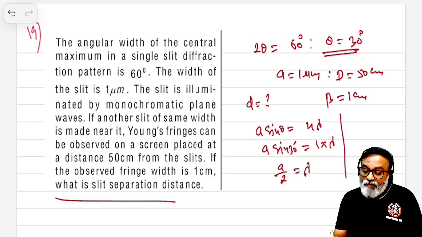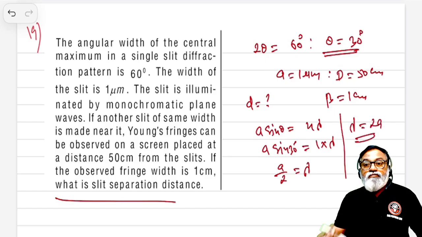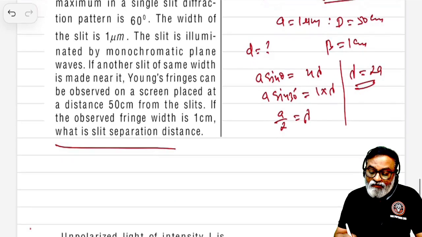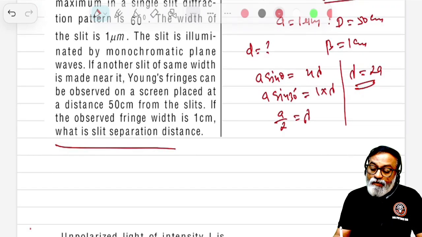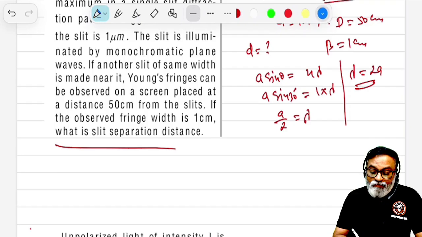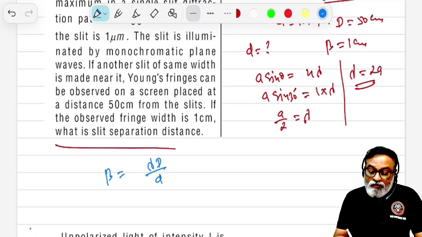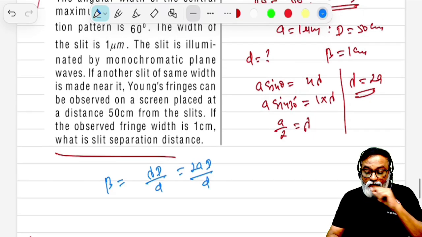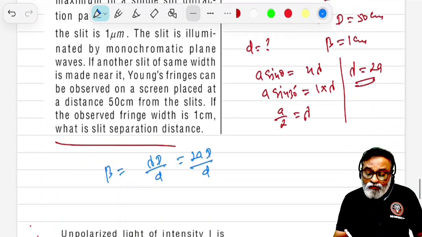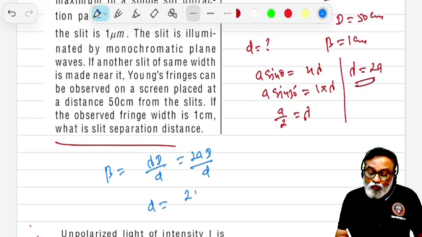Then, lambda is equal to 2A. This is lambda. But fringe width beta is equal to lambda D by d. What is lambda here? 2A into D by d. Therefore, d is equal to 2aD by beta.